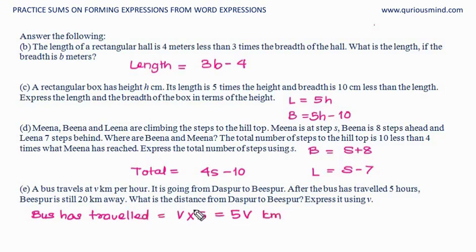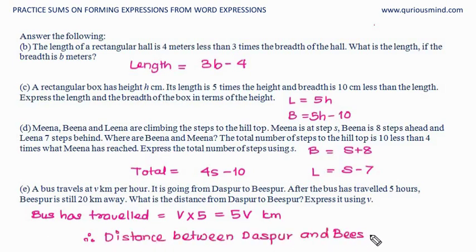But that is not the distance between Daspur and Bispur. The distance between Daspur and Bispur is something different, because Bispur is still 20 kilometers away. So the bus should travel 20 more kilometers to reach Bispur, and therefore the distance is equal to the current distance traveled plus 20, 5v plus 20 kilometers. Let's do the next one.